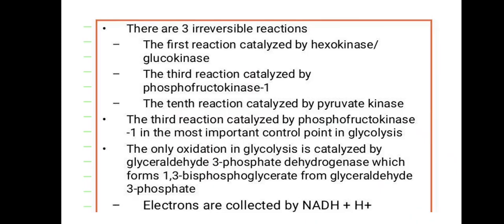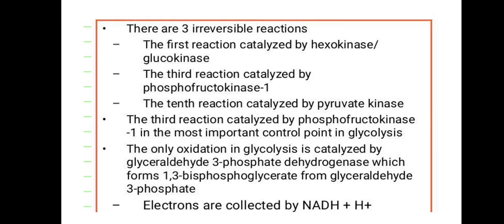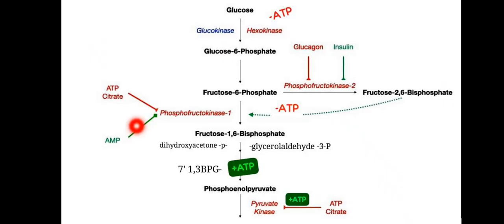So, 3 important points that you have to understand from glycolysis. There are 3 irreversible reactions. The first one is the first reaction that is catalyzed by hexokinase or glucokinase. This reaction here, glucose to glucose 6-phosphate, is irreversible. The other reaction that you have to know is the third reaction. That is catalyzed by what? Phosphofructokinase 1. This reaction, where fructose 6-phosphate is converted to fructose 1,6 bisphosphate, is also irreversible.